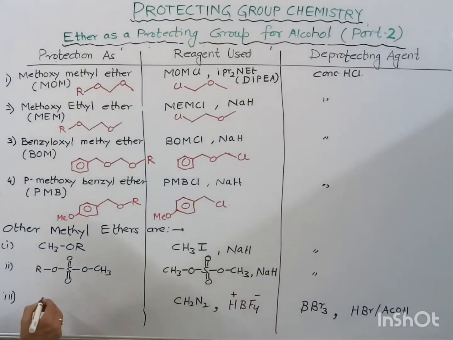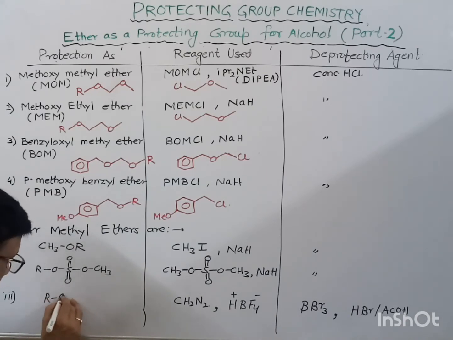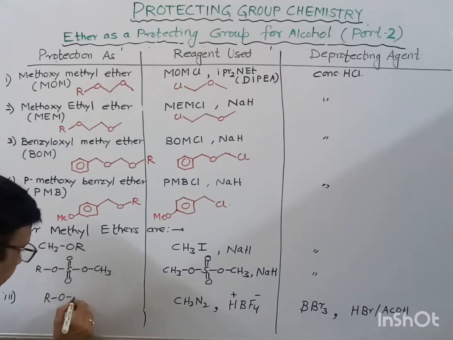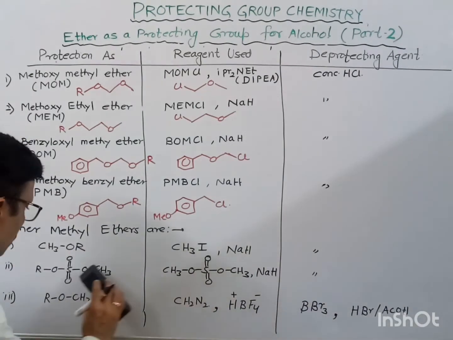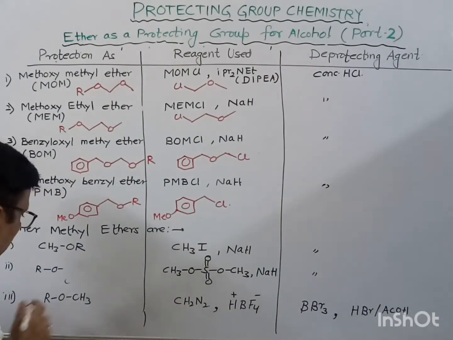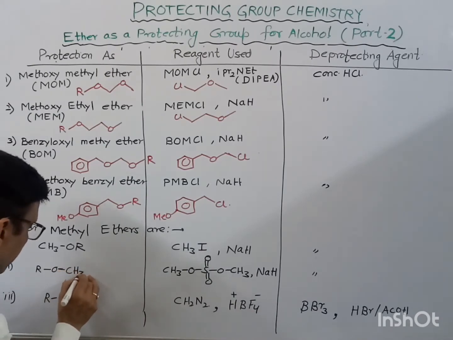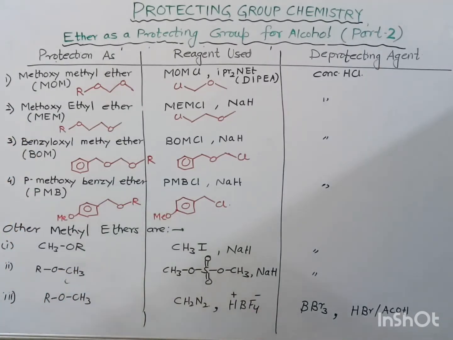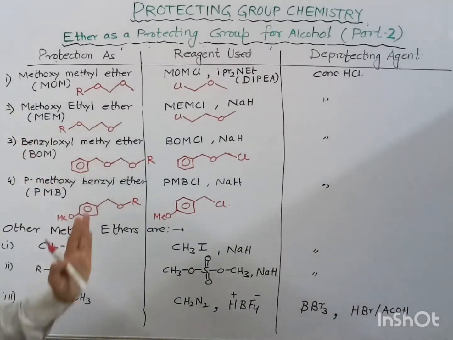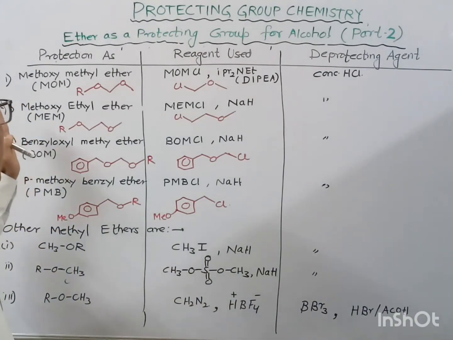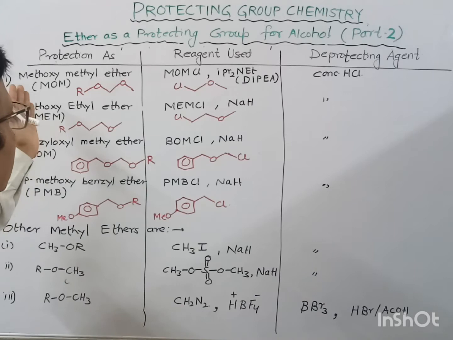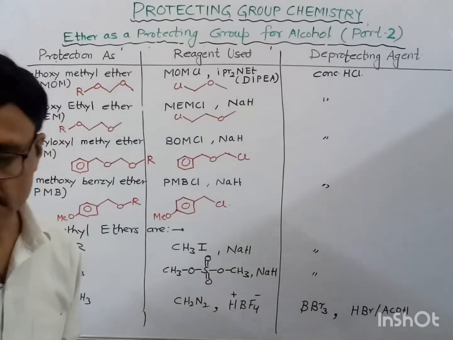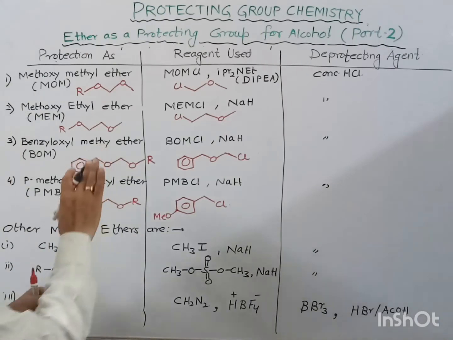So here again we will get a methyl ether. Sorry, this will be methyl ether; again we will get a methyl ether as a deprotecting agent. So this is the summary, the brief of the various reagents and the various ethers which can be used as a protecting group for alcohol. So let's discuss one by one.